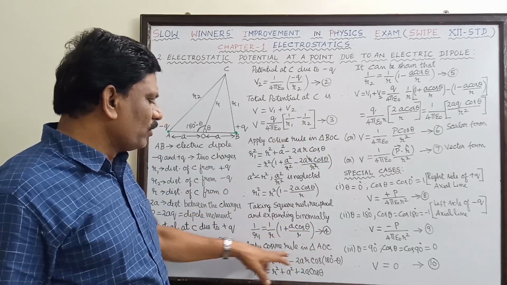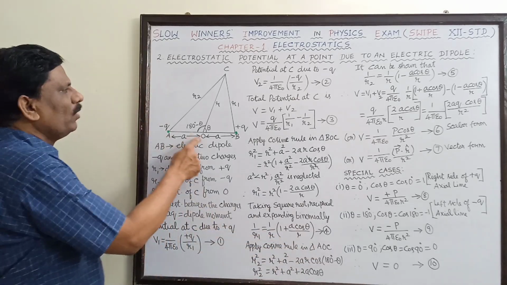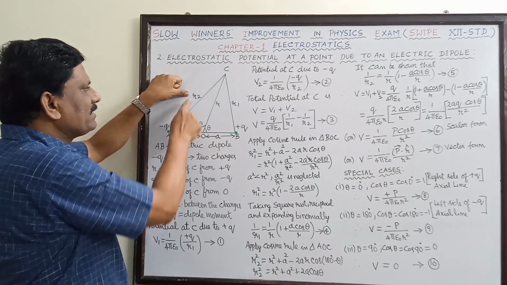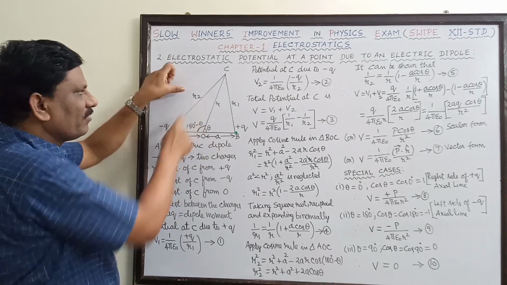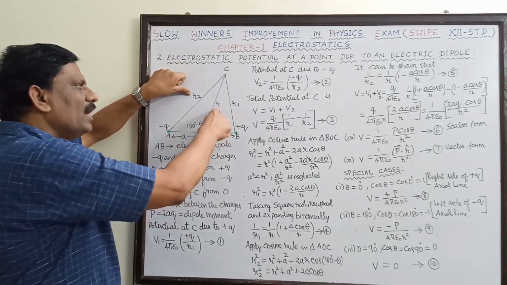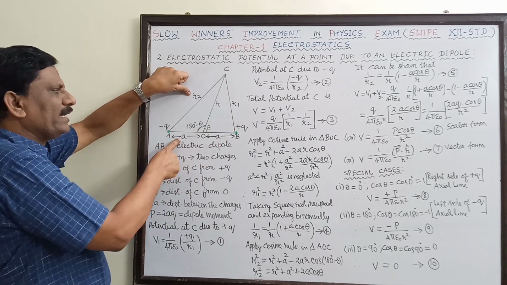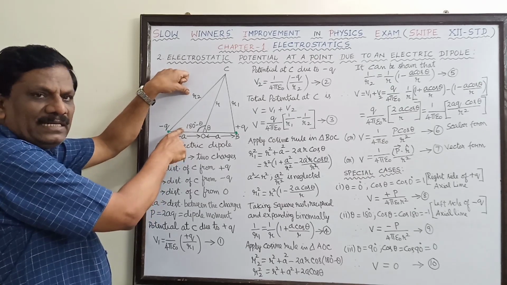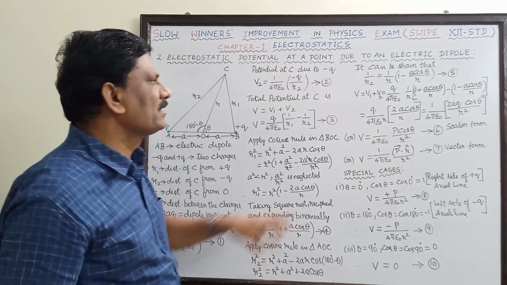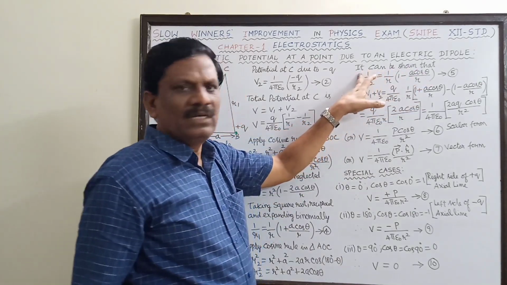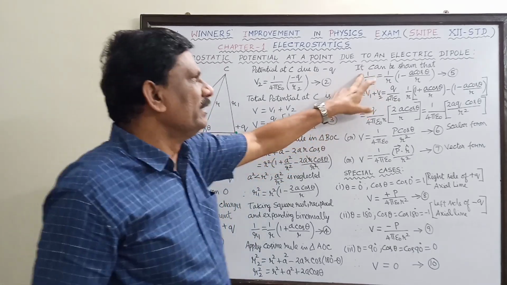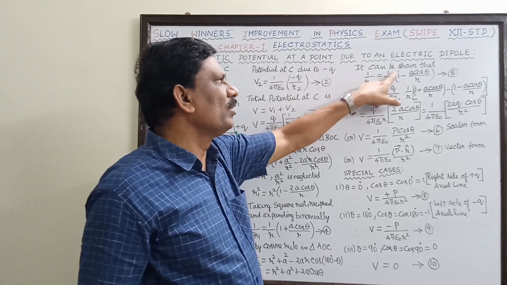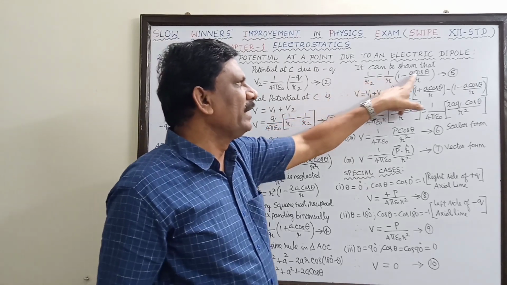Similarly, you apply the cosine rule to the other triangle AOC. Here the angle is 180 minus theta. The side opposite to that is r2. Therefore r2 square must be equal to r square plus a square minus 2ar into cos of 180 minus theta. Cos 180 minus theta is minus cos theta. So I have written very shortly. It can be shown that 1 by r2 is equal to 1 by r into 1 minus a cos theta by r.